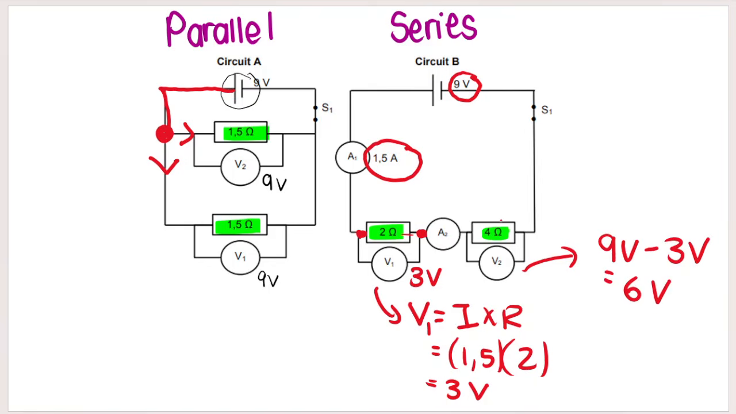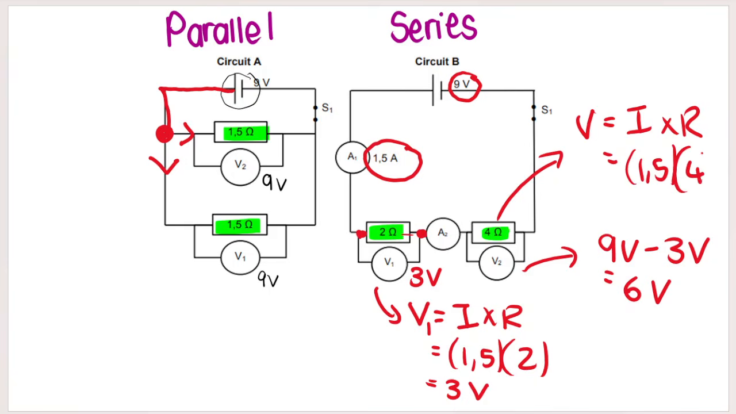But we could also work it out. Remember, we could go V is equal to I times R. The current flowing through this resistor will also be 1.5, the total current, but the resistance in this case is 4. And if you go 1.5 times 4, you also get 6 volts. There we go. Pretty simple.